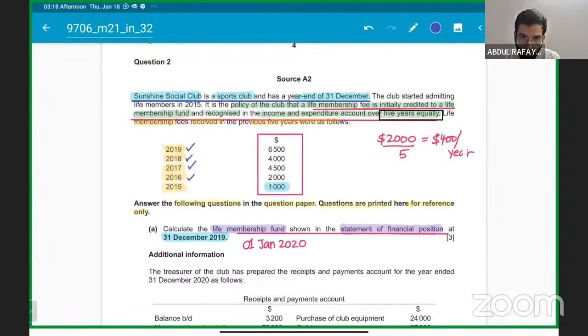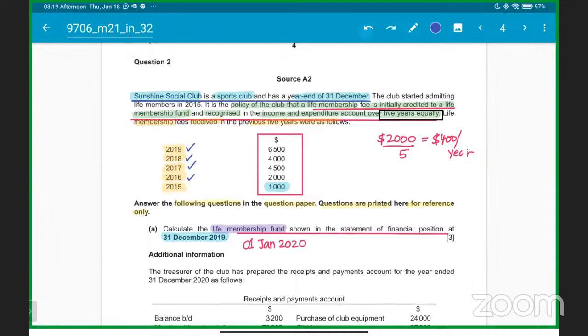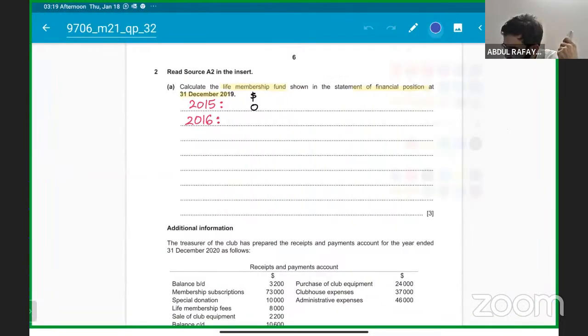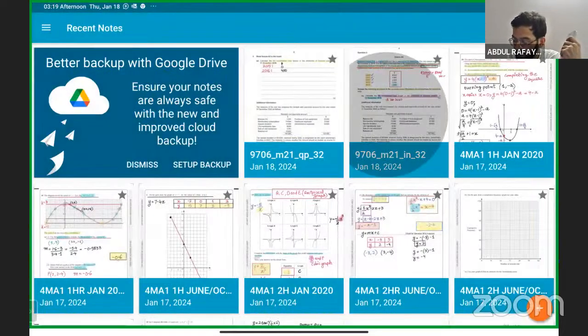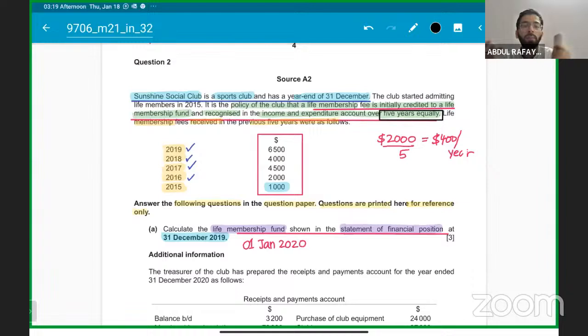I'll repeat myself. Students need to understand that $2,000 we are receiving for the 5 years. We will split the $2,000 over 5 years, which means that up to 31st December 2019 one year's amount remains. So it will be $400 for 1 year. We have recorded up to 2019, and now one year's amount balance is left, that is $400. Understand, you don't have to look at how much has been recorded, you have to look at how much is remaining, students.